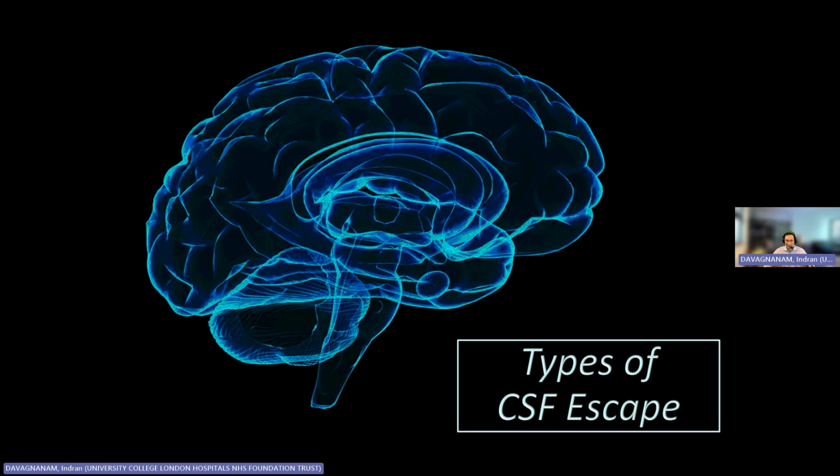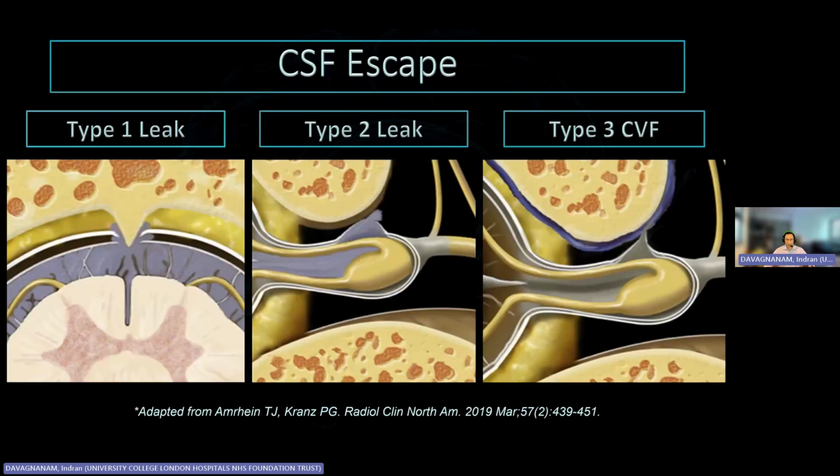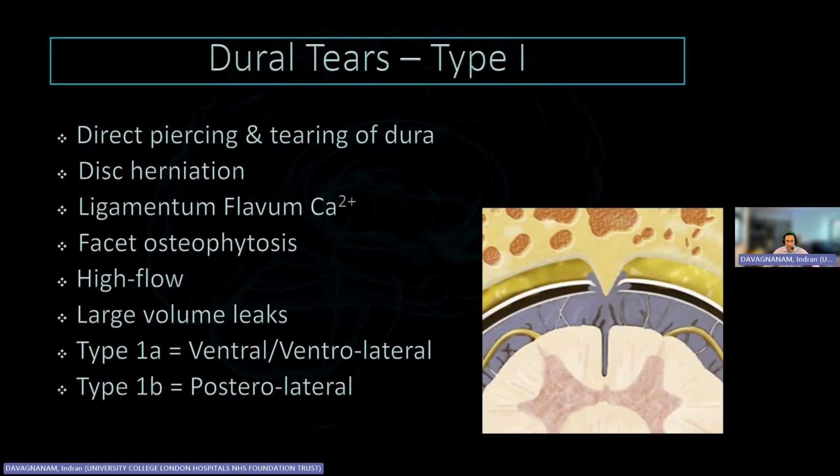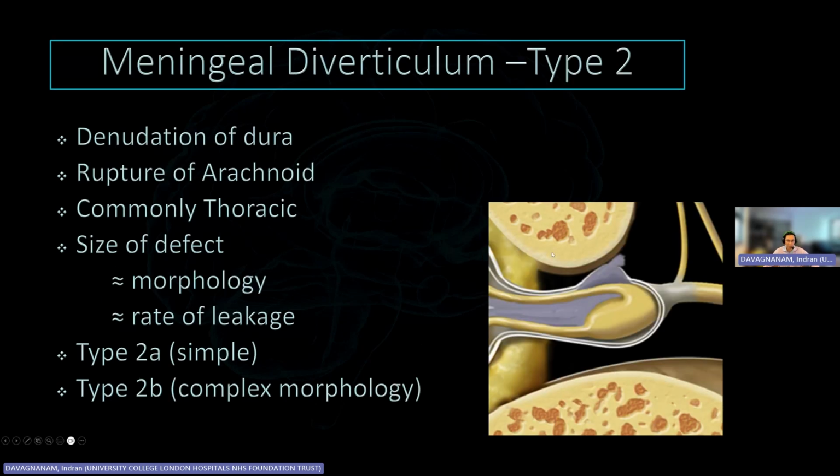But before we start on the nitty-gritty of imaging, it's worthwhile revising what we know about the different types of leak. There are different categorizations of CSF leaks, but I tend to use a very pragmatic three-type approach. Type 1 leaks are what we call ventral leaks, happening in front of the dura, and it's thought to arise from wear and tear of the spine that causes a piercing or degeneration of the lining of the dura. This results in longitudinally extensive spinal collections in front of the dural interface. That's your typical type 1 leak.